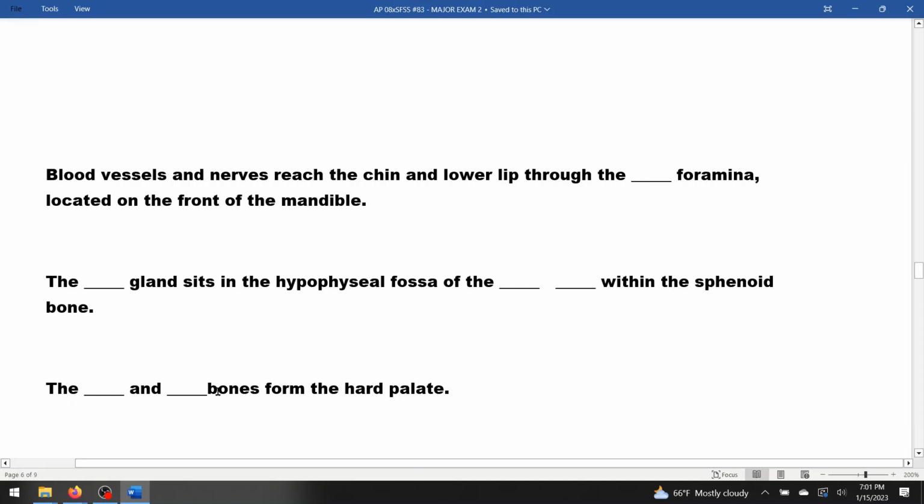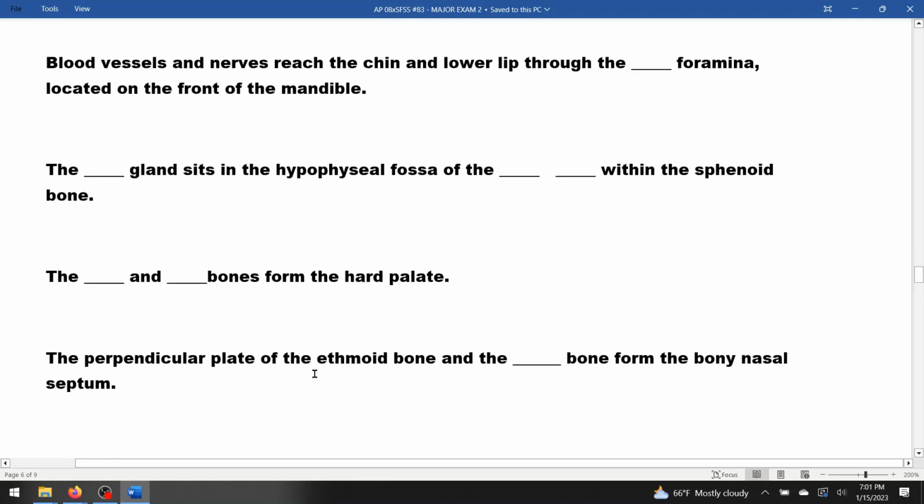The blank and the blank bones form the hard palate. Well, that's the roof of the mouth, the bony roof of the mouth. So that is the maxilla and the palatine bones. Maxilla and palatine bones. Perpendicular plate of the ethmoid bone and the blank bone form the bony nasal septum. The wall that runs right down the middle of the nose. So that's formed by the ethmoid and the vomer bone.